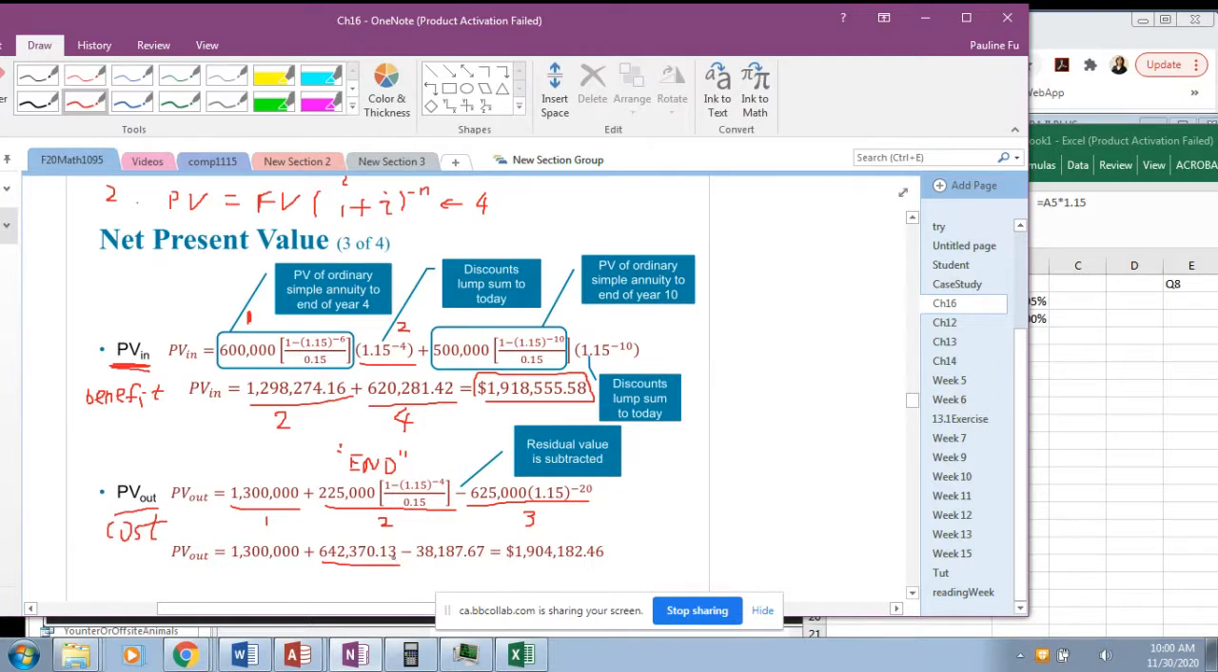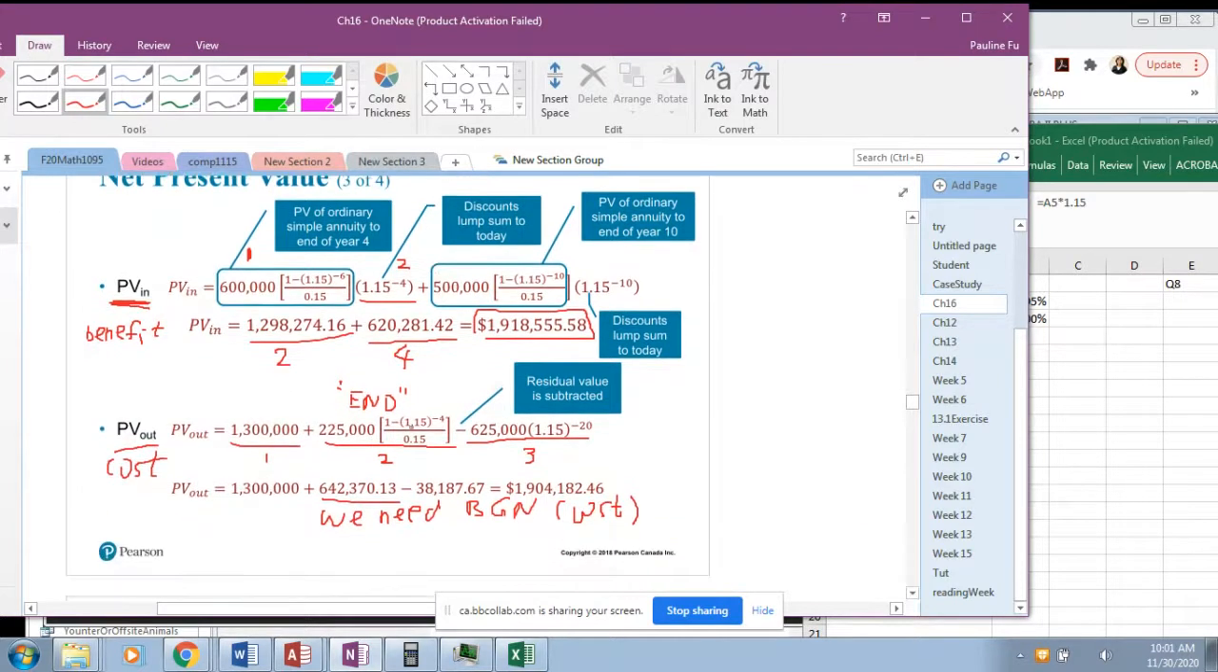But really, we need the begin mode because this is the cost. Okay, so I'm going to write down a note. We need the begin, BGN, because it is a cost. When you use begin, this number has to be multiplied: 642,370 times the interest 1.15. You get the begin mode.